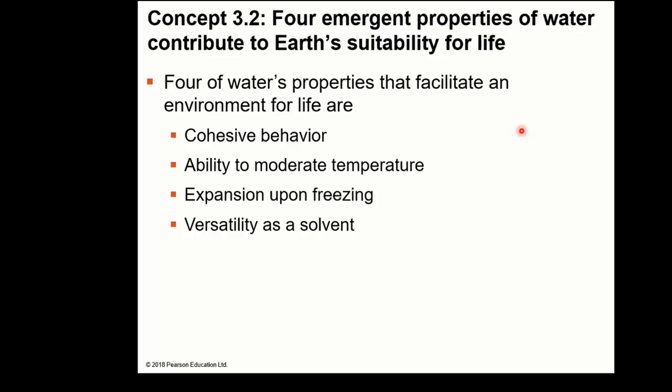So you will have to look out for this, and be on the lookout for when they request you to describe the four properties that facilitate environments for life, where you'll have to describe cohesive behavior and the ability to moderate temperature. Moderating temperature is more or less like equilibrium. Not equilibrium, I'm wrong, but the ability to moderate temperature.